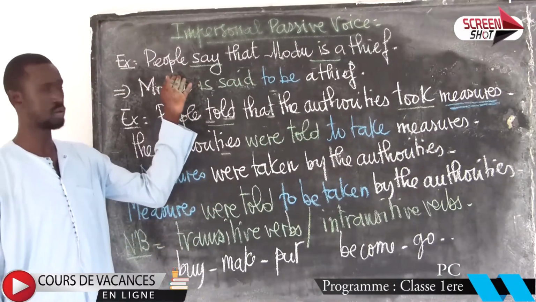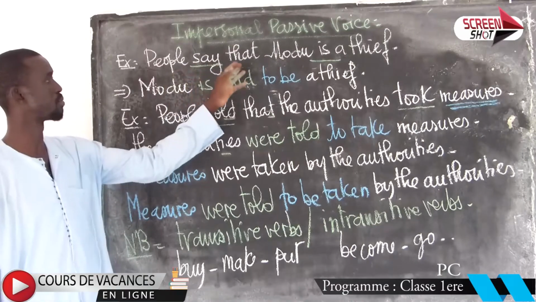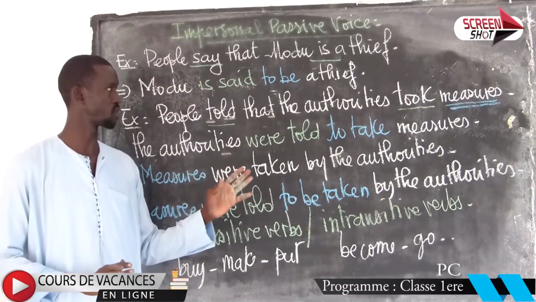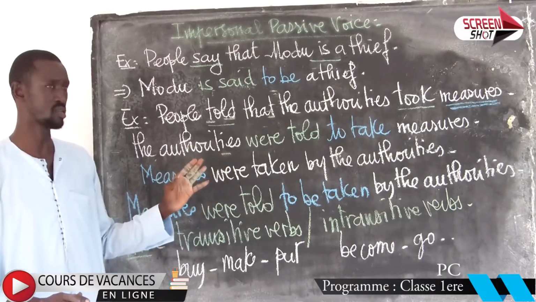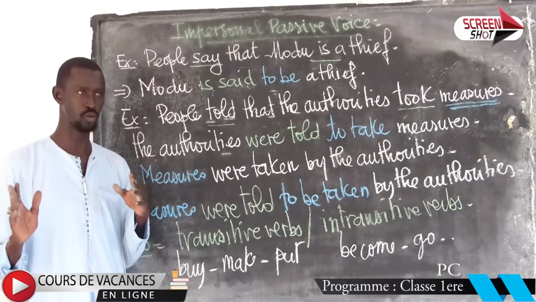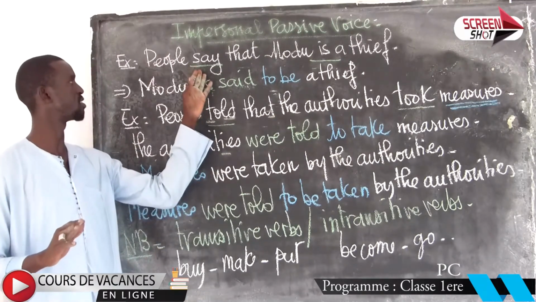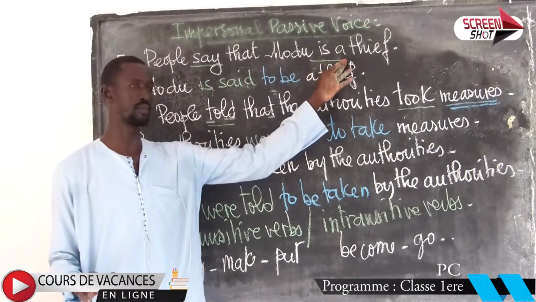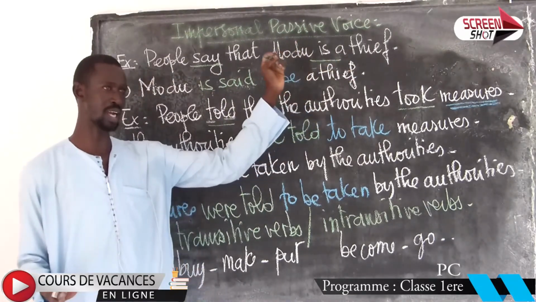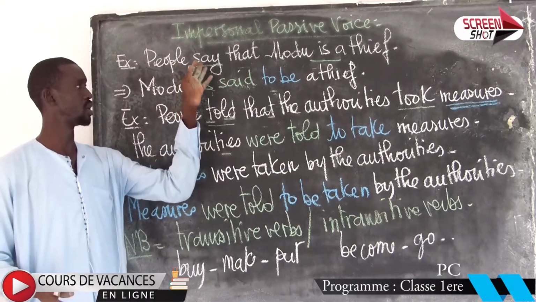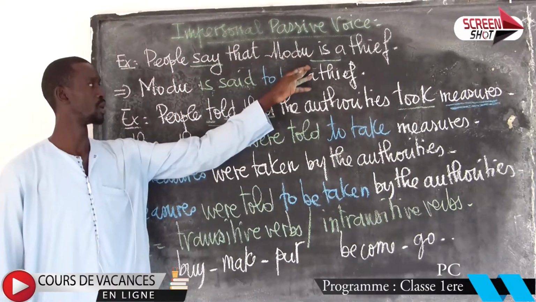We have here examples. For example, people say that Modou is a chief. We have two verbs, two actions. If we have two verbs, we can say that we have two clauses. We have the main clause, that is people say. We have also the subordinate clause, Modou is a chief. The main clause is here, the subordinate clause is here.